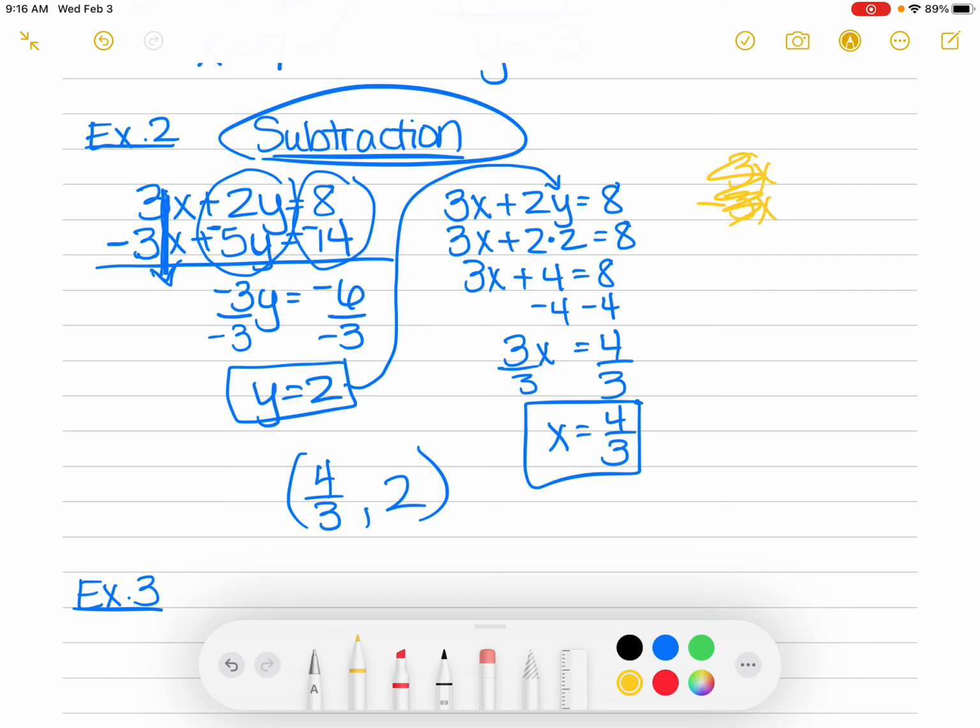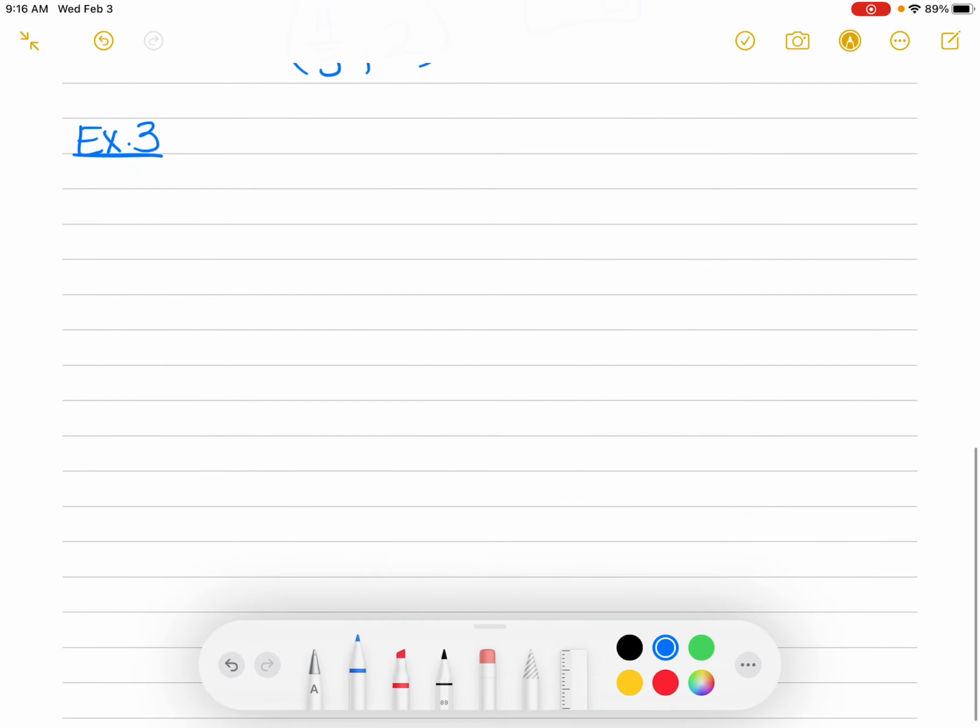Okay, so here's your problem for example 3. We have 4x minus 2y equals 13, and 8x plus 2y equals 23. So again, you're going to pause and you're going to solve this one on your own. But if you get stuck, then just hit play for a minute until I get you unstuck, and then hit pause again and try to finish it.